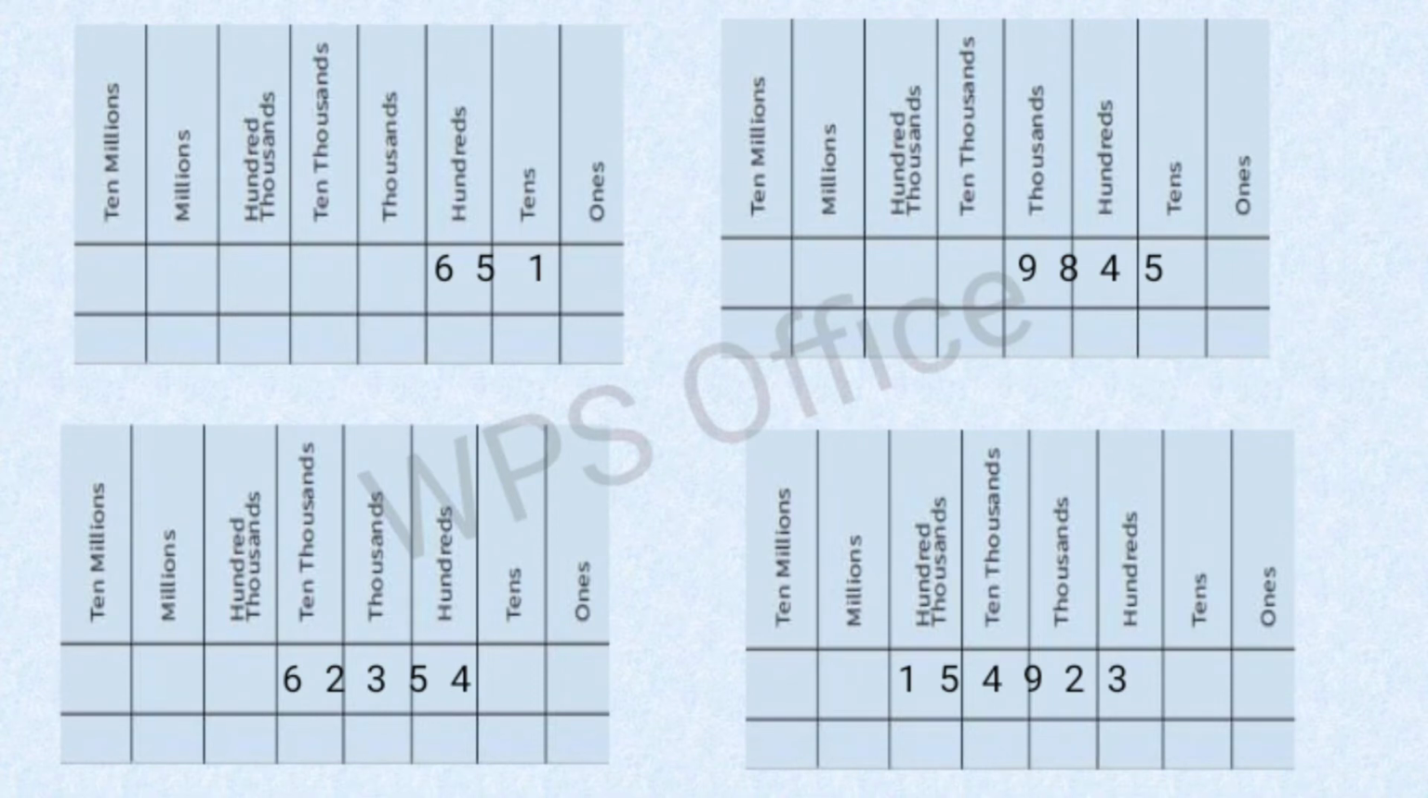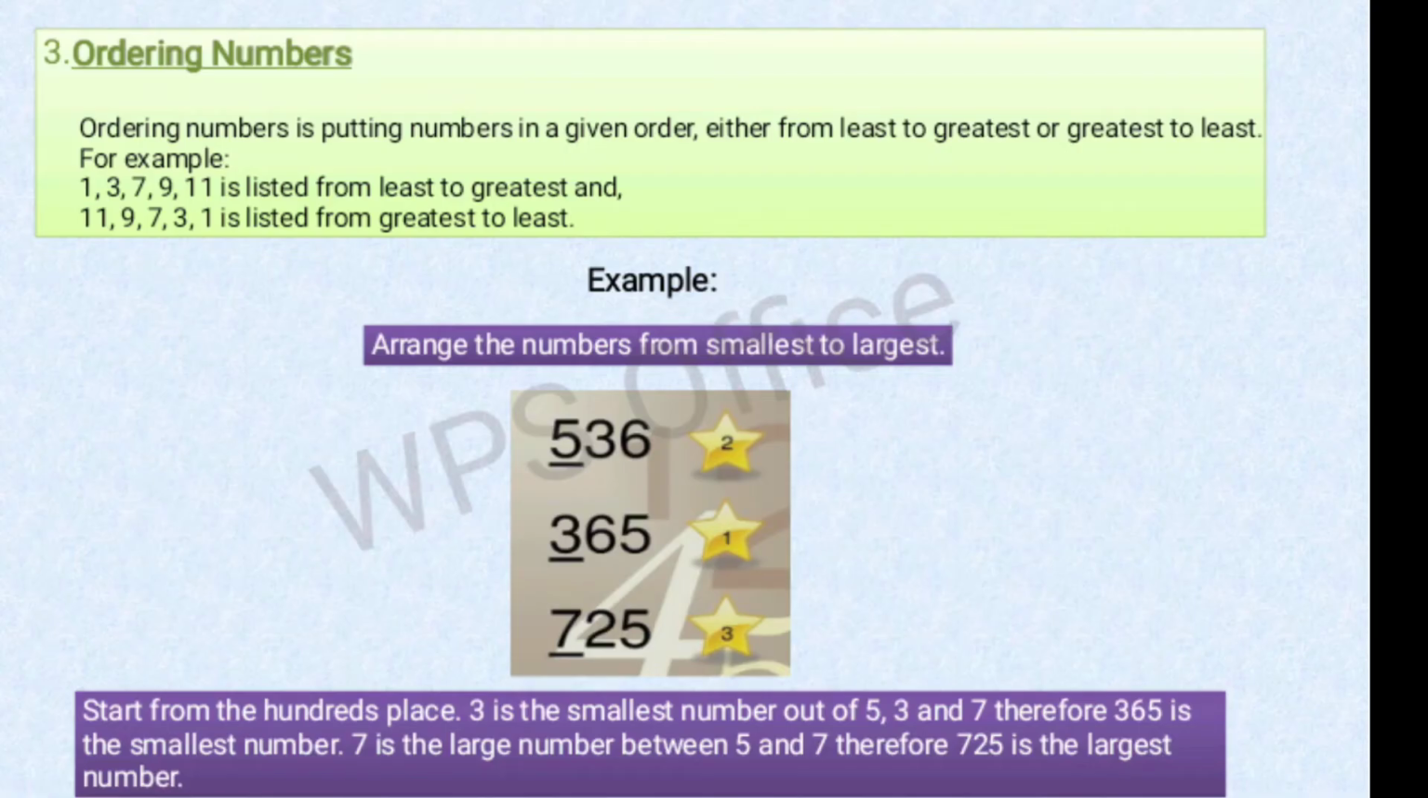Now let's move towards ordering numbers. Ordering numbers is putting numbers in a given order, either from least to greatest or greatest to least. For example, 1, 3, 7, 9, and 11 is listed from least to greatest, where 1 is the least in the list provided to us and 11 is the greatest number. And 11, 9, 7, 3, 1 is listed from greatest to least. Arranging from least to greatest is also known as ascending order, while arranging from greatest to least is also known as descending order.